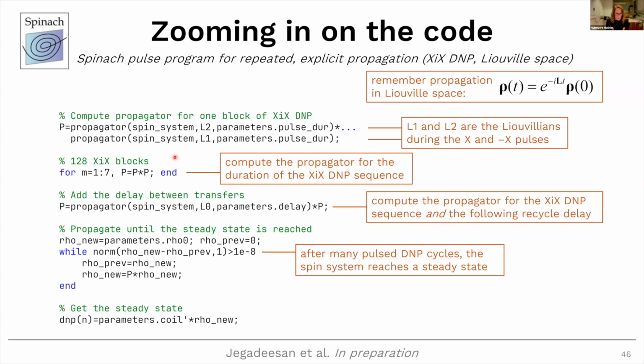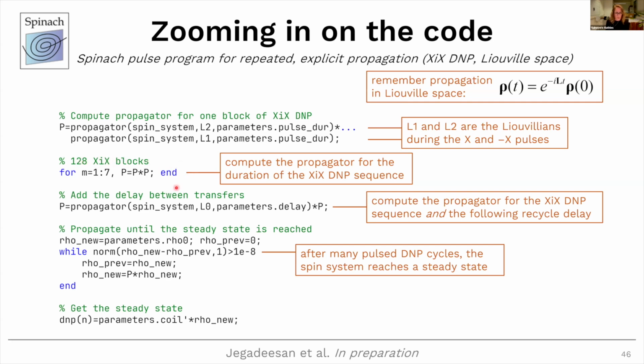Now I'm not just going to apply one block, but I'm going to apply in total 128 blocks. And so I need to calculate my propagator for the entire sequence. And I can simply do that by squaring P seven times. So 2 to the power of 7 is 128. So now I have my propagator for 128 XIX blocks.